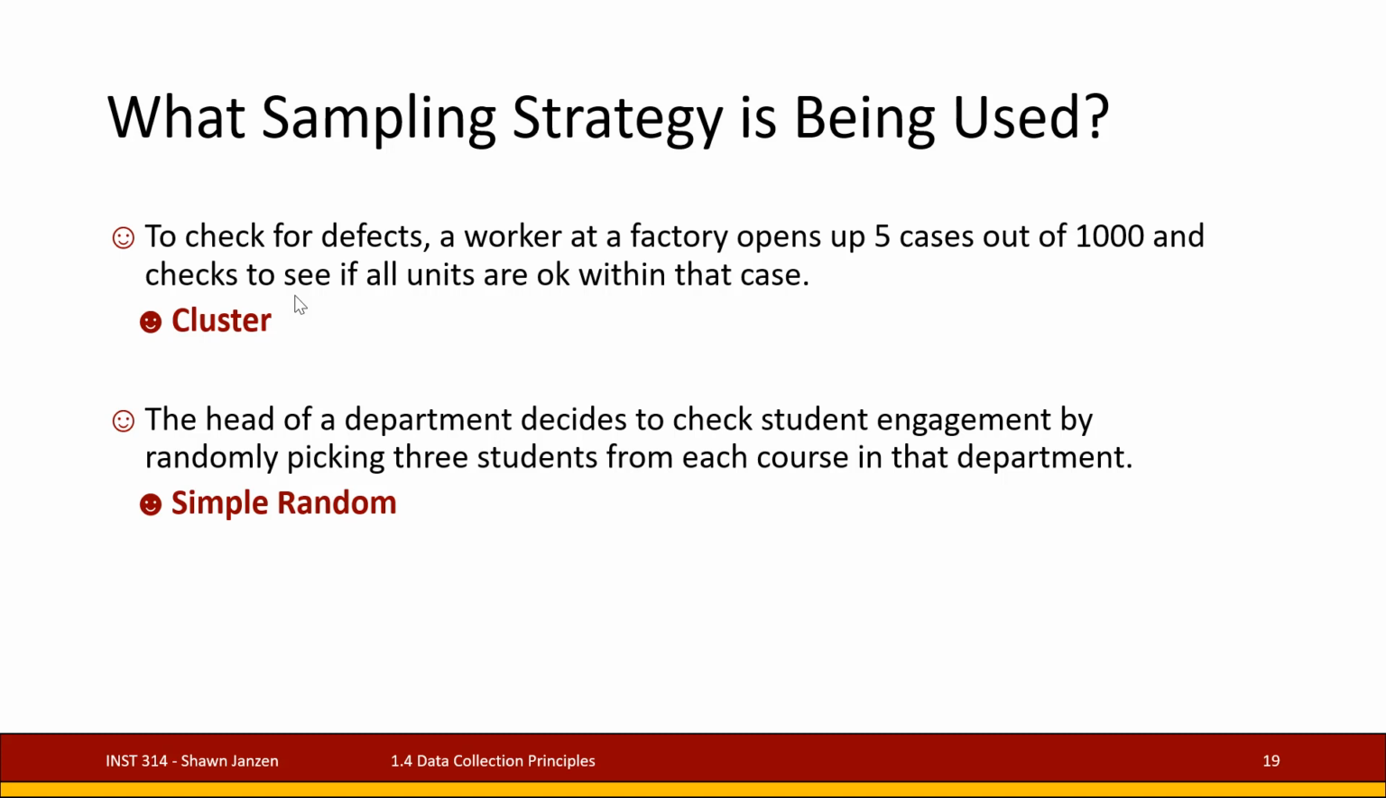And then lastly, the department head looking at student engagement. That's just a simple random. The department head has a full roster of all the students in the department, can make sure that it's randomly sorted, and then randomly selects 3 from them. So that's our equal probability, the EPSEM that we're looking at, and the best of all of the options we can choose.